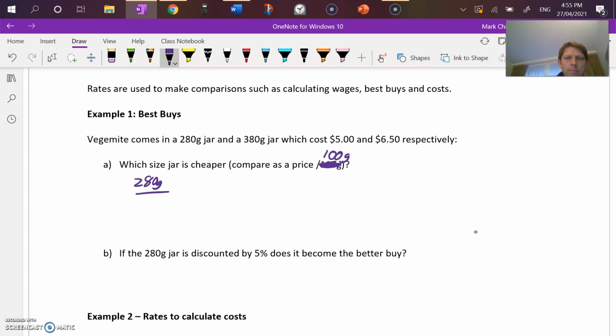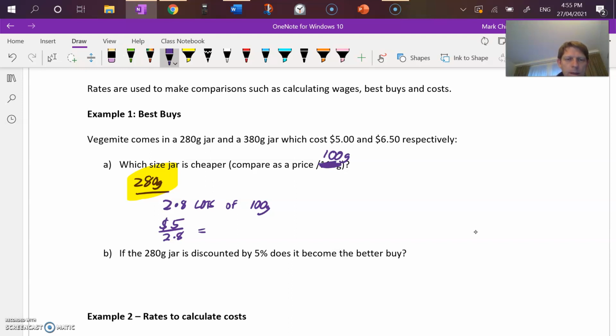So we just think about this. That means there's sort of 2.8 lots of 100 grams. So we can therefore say that if we take the price of $5 and divide by 2.8, that'll get me the price per 100 grams.